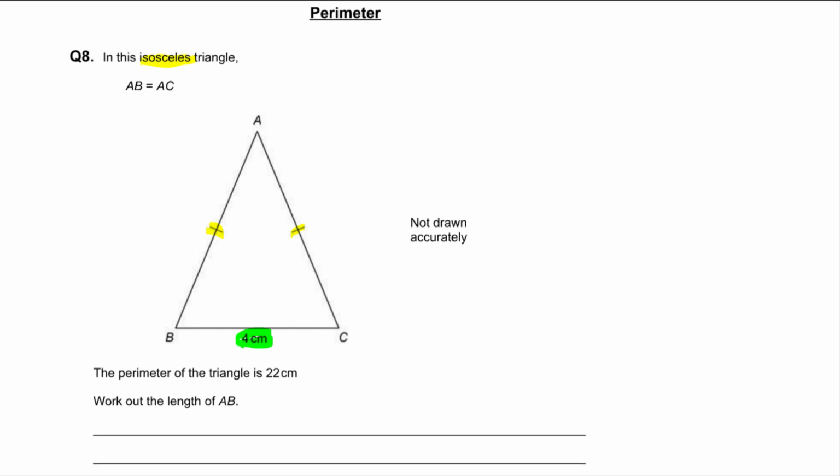So if I say 22 minus 4, that gives me 18. Okay, so that means that these 2 together must be 18. And then if I divide 18 by 2, that gives me 9. So that side must be 9 and that side must be 9. So the side AB then is going to be 9, isn't it?